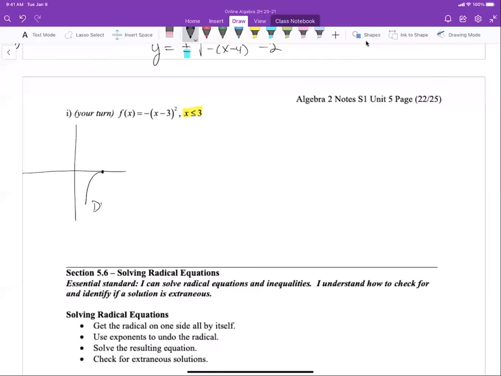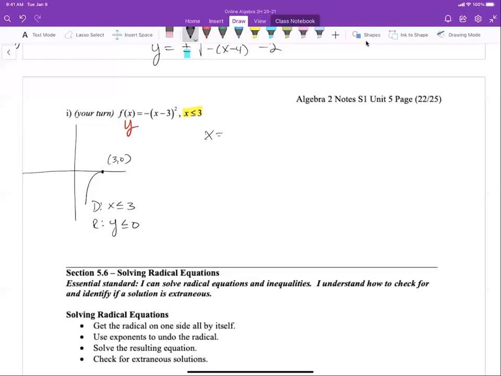What is my domain originally? X is less than or equal to 3. That's the original location, (3, 0). And my range is y is less than or equal to 0. Okay, it meets the horizontal line test. I need to switch my x's and my y's.